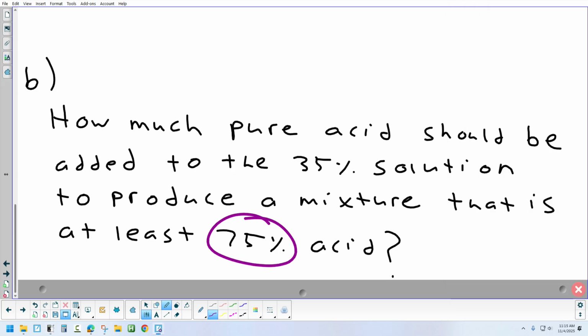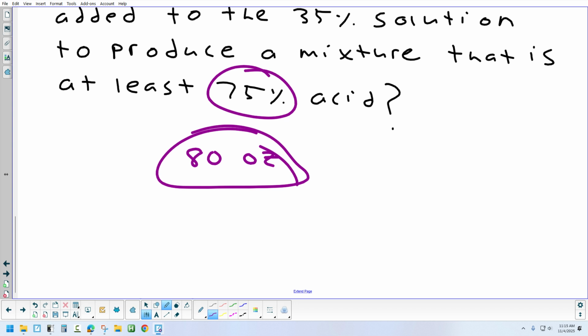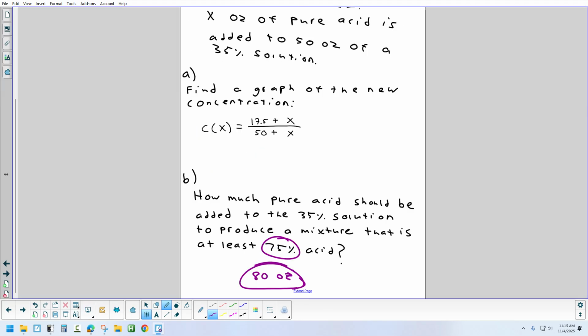So this kind of question would have two parts on the test. The first part would be to write the concentration formula. And then the second part would be to find an intersect and write down the amount. Any questions on that? Okay.